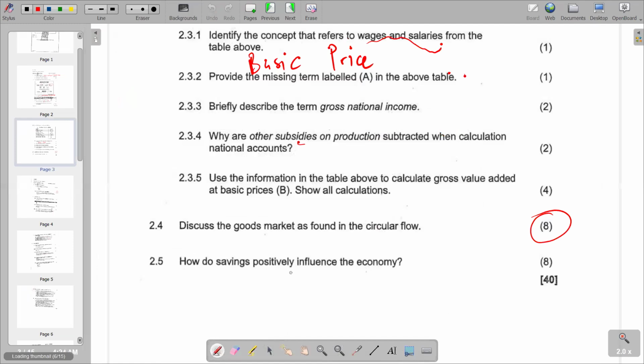So as we go to the last part of our question, it says, how do savings positively influence the economy? We know that savings, we described it earlier in this video, is described as a reduction of income that is flowing in the circular flow. So it's a leakage. So how does it now positively influence the economy?